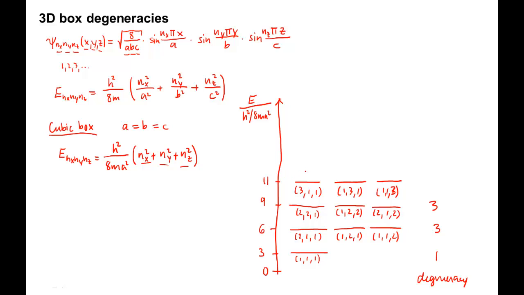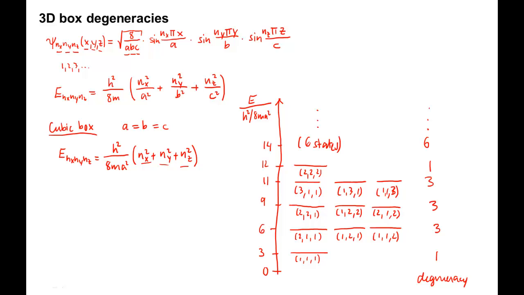Next comes a state that has no degenerate companion. It has an energy of 12, and its quantum numbers are 2, 2, 2. So it has a degeneracy of 1, as opposed to 3 for the lower 3 groups of states. Next, there are a total of 6 states that have an energy of 14. This continues, and there are many more states of various degeneracies, some of them with degeneracy of 9 and higher.